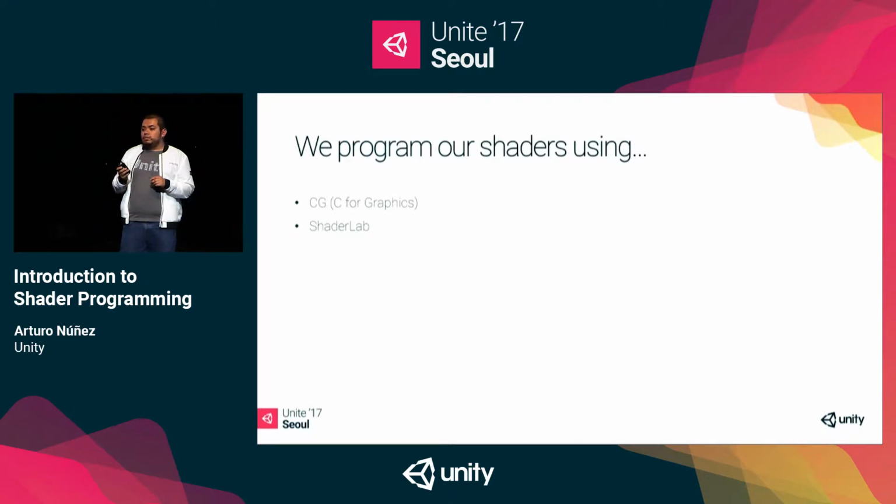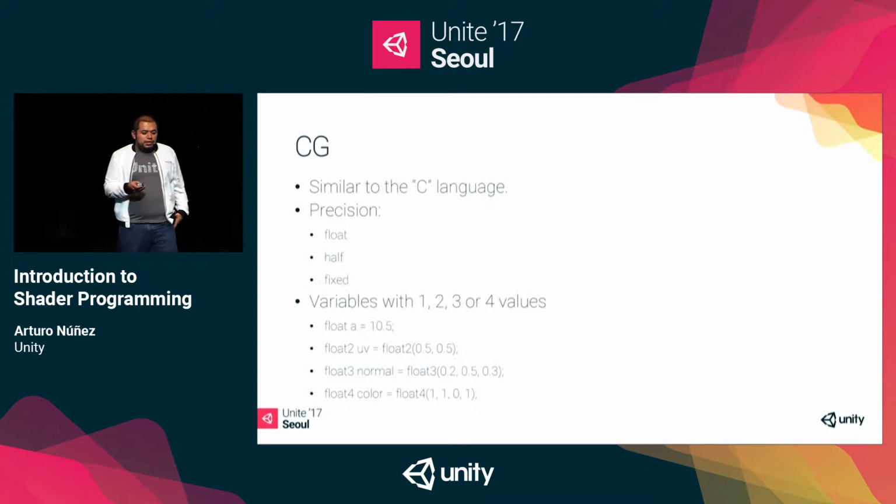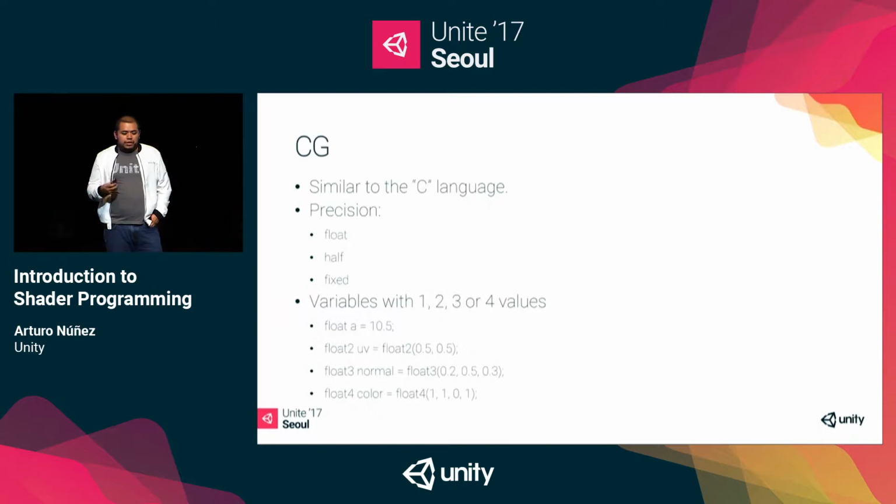We use CG, which is a language kind of similar to C. The G stands for graphics, so this is called the C for Graphics language. That's the language that we use, and we also wrap the CG program within something called ShaderLab. ShaderLab was made by Unity. CG was made by NVIDIA. Okay. A couple of things regarding CG. It's similar to the C language. We will see that in a second. If you already know how to program in C or C# or any of those languages, you will feel comfortable here.